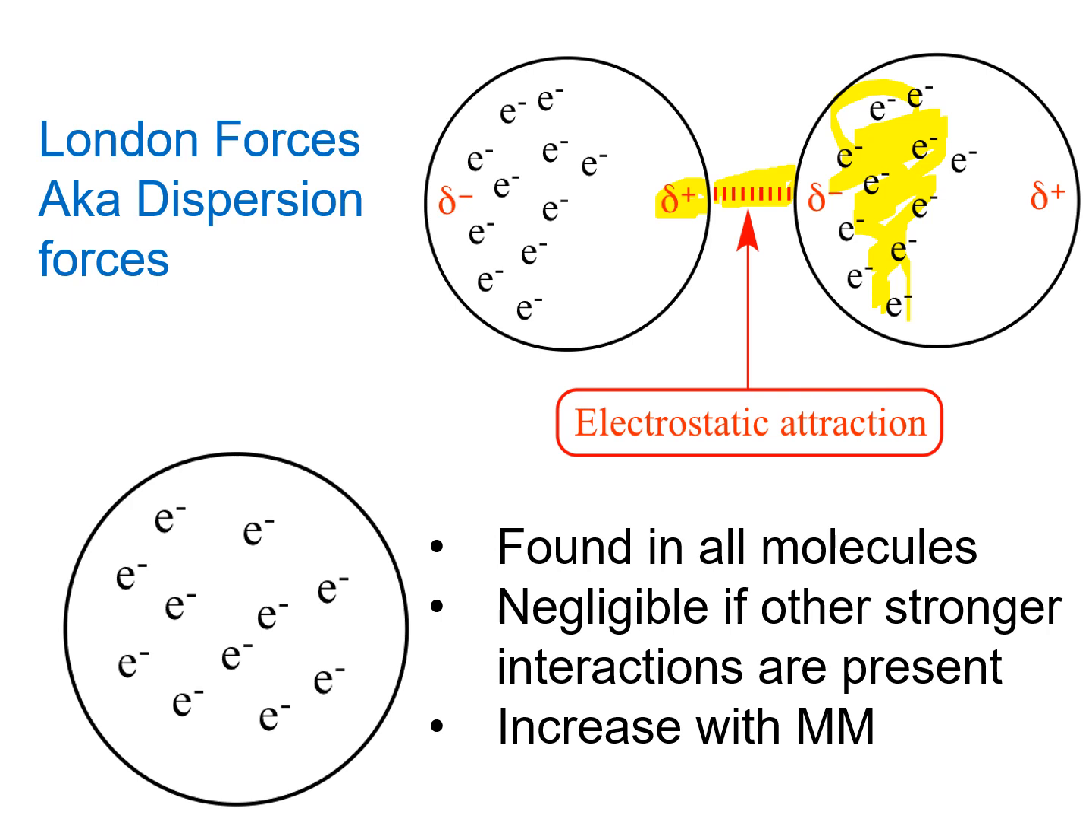These types of forces are quite weak. They become important only if none of the forces we have mentioned so far are present. If there is a permanent dipole, or a hydrogen bond that is so strong that dispersion forces become irrelevant. But if there is nothing else, then they become important. And they increase with the molar mass, because the larger the molar mass, the larger is the number of electrons in the molecule, the more likely that you have this random redistribution of the electrons.